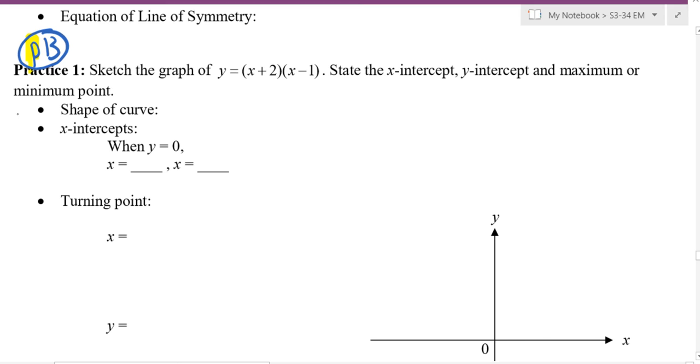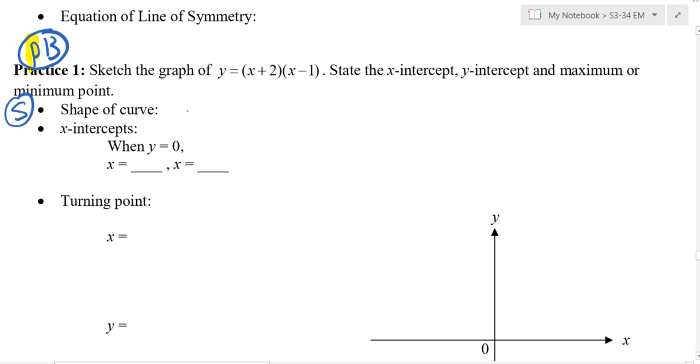S. Xinghui, S. This is plus or minus? Plus. Minimum or maximum? U. Okay, good. X-intercept, I. Let y be 0, x equals what? 0?